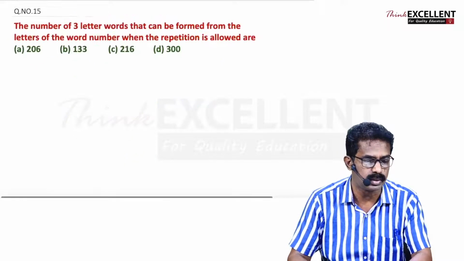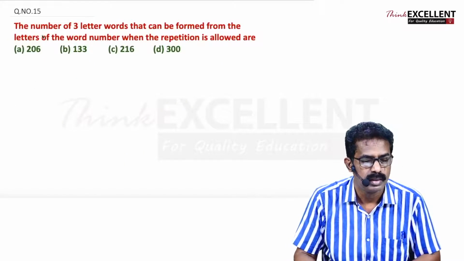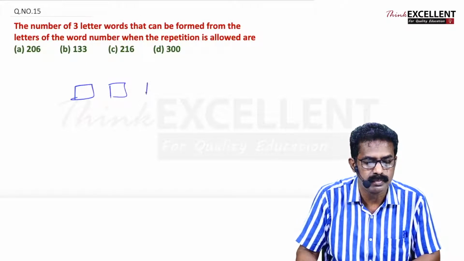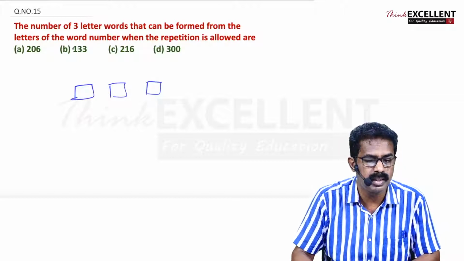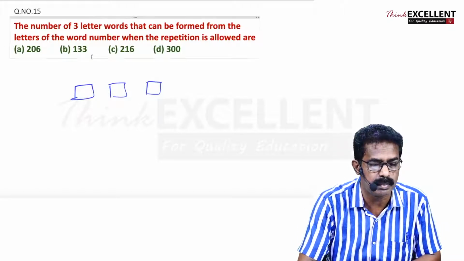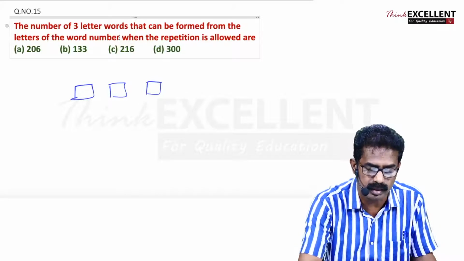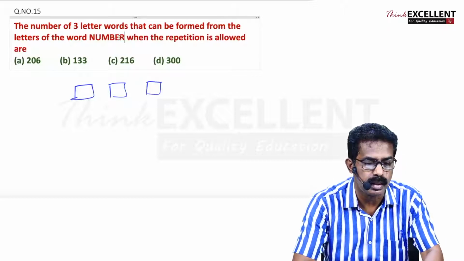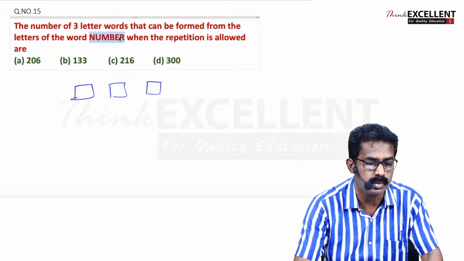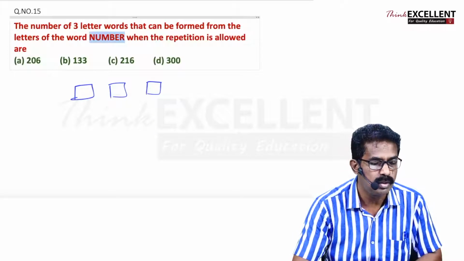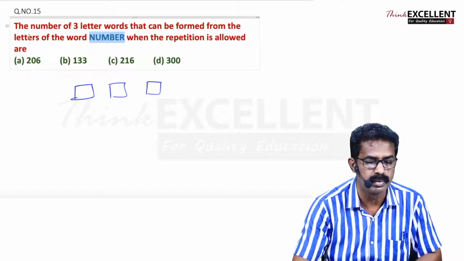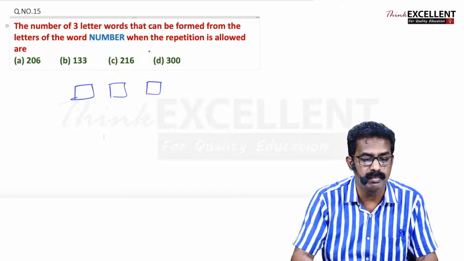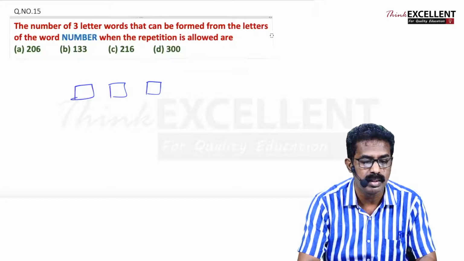Okay, now let's move on to question number 15. The number of 3-letter words that can be formed from the letters of the word NUMBER. Okay, so this is what is given. Please listen here. The number of 3-letter words that can be formed from the letters of the word NUMBER, with repetition allowed.